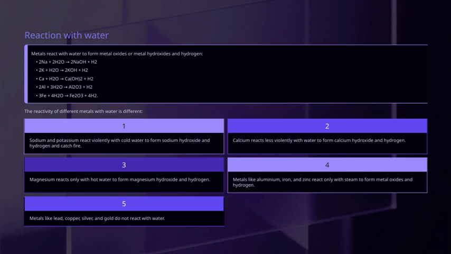For example, iron reacts with water to form iron oxide, aluminum forms aluminum oxide, calcium forms calcium hydroxide, and potassium and sodium produce their respective hydroxides along with hydrogen gas. So, in essence, metals react with water to form either metal oxides or hydroxides plus hydrogen. This variation in reactivity is key to understanding their behavior and uses in different applications.